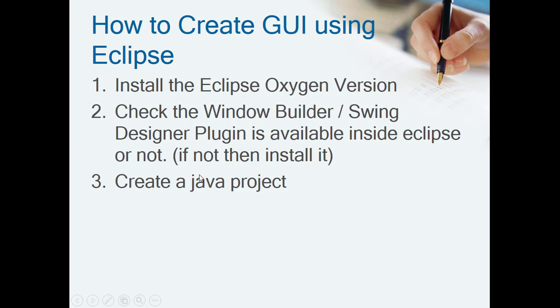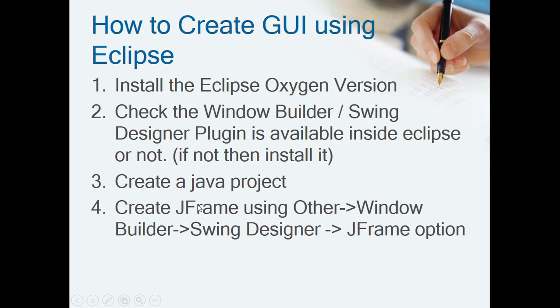Then the third step is simple: create a Java project. And then the next option is to create a JFrame. So how do we create a class? Right click and create a new class. Like that, we just right click on our source folder and create a JFrame using the Other option. By default this option is at the last, so go to the Other option.